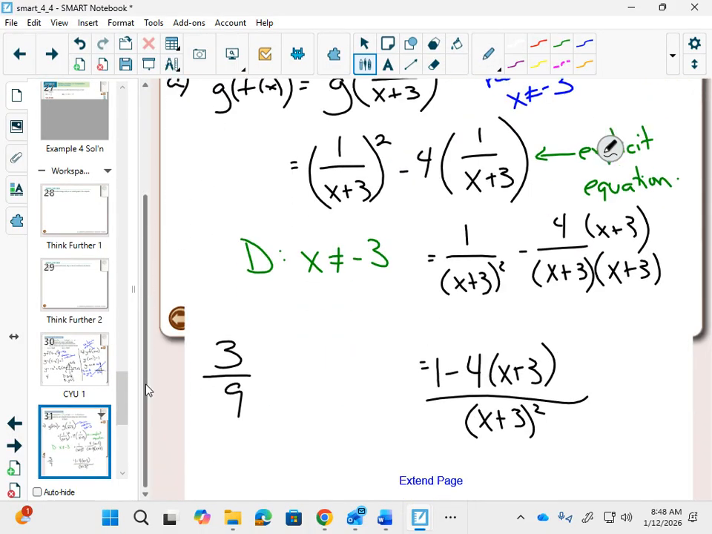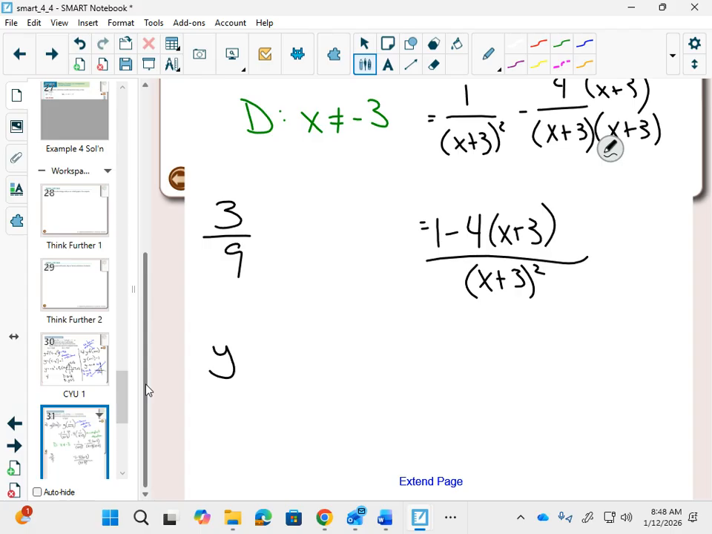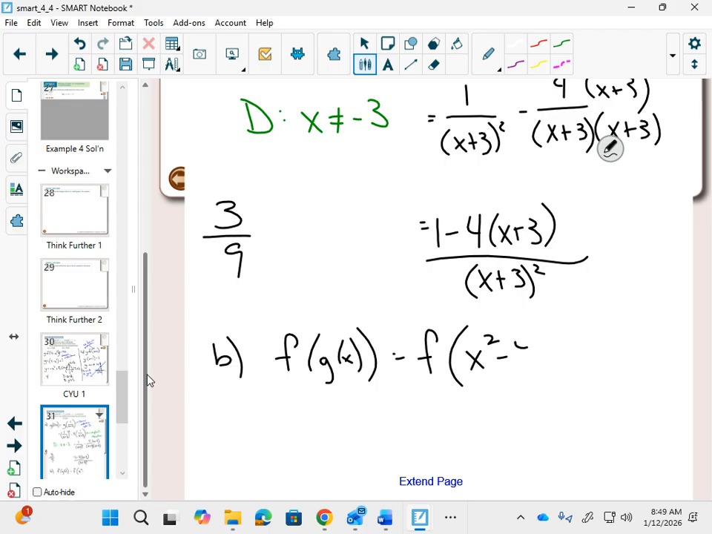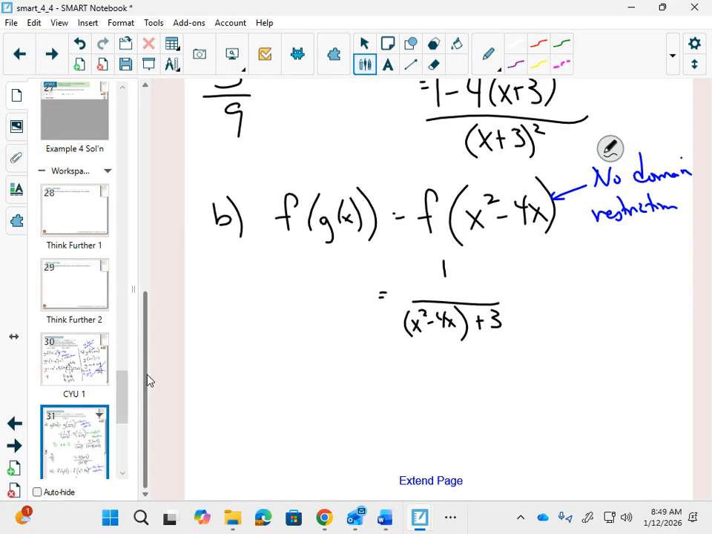And then part B, we have f of g of x. And g of x was x squared minus 4x. And just checking that right now, there's no domain restriction on that at all. And then f says whatever you plug in, you do 1 over that. So 1 over x squared minus 4x plus 3.